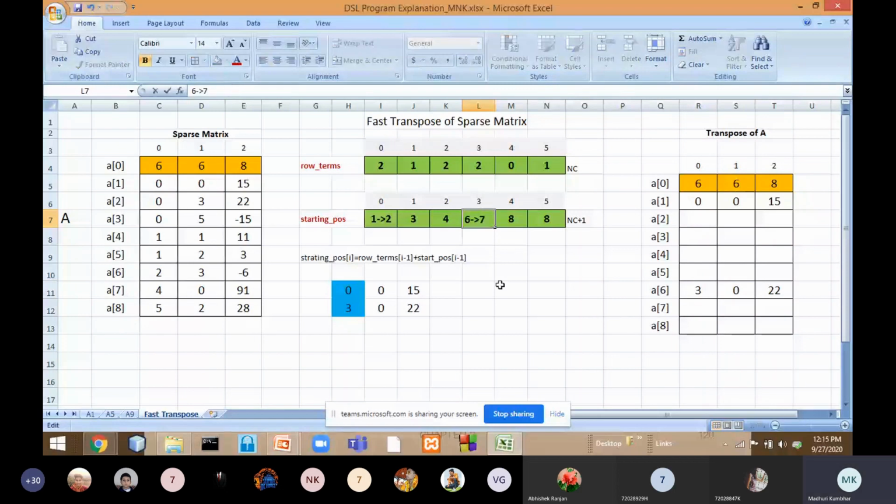Okay, now see, what is the next value? 0, 5, minus 15. When I interchange, what does it become? Tell me fast. 5, 0, minus 15. Yes or no? Yes, ma'am. What is the row value over here? 5. Check at 5. What is it? 8. So at position 8, I will copy 5, 0, minus 15. And this 8 will be incremented by 1, so it becomes 9.